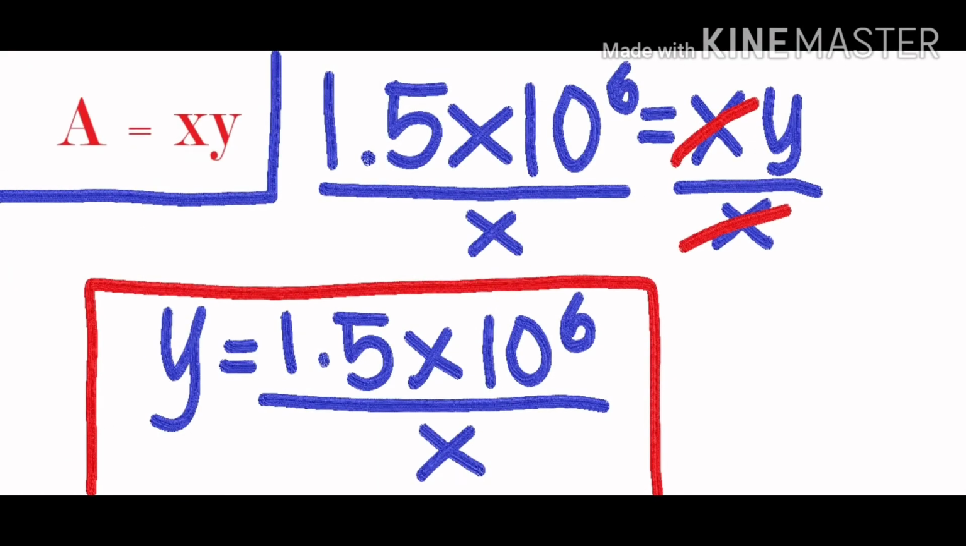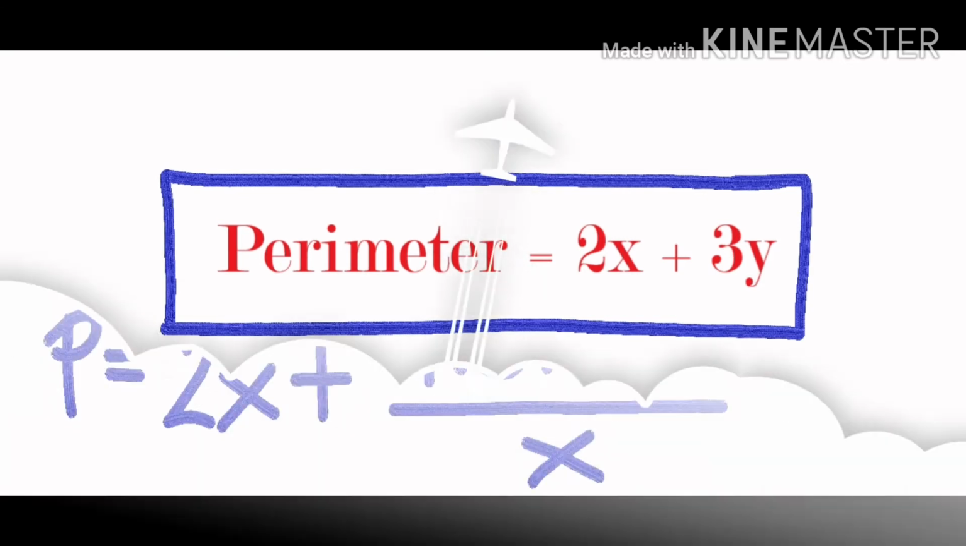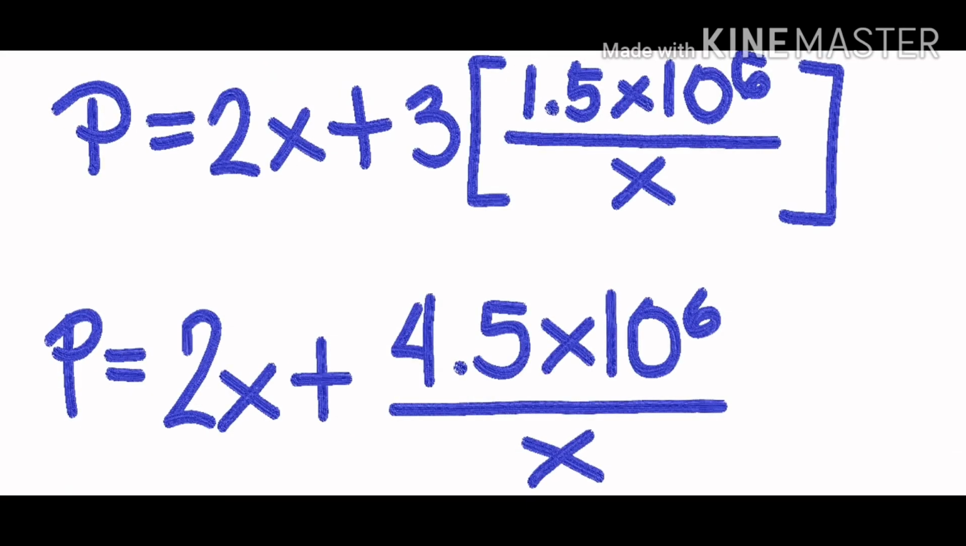We're now going to the constraint equation. To find the area, we need to use the equation A equals length times width. The length of the rectangle is x. The width of the rectangle is y. To find the constraint equation, we need to divide both sides by x. And on the right hand side, the x's will be cancelled out. Now, we're going to the objective equation. The perimeter is equal to 2x plus 3y. And now, we're going to substitute the value of y into the objective equation.